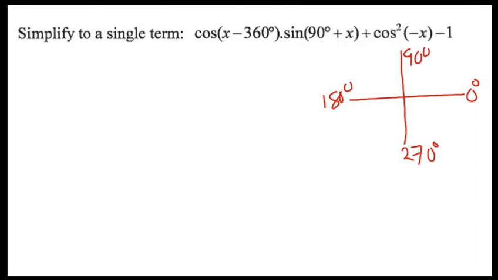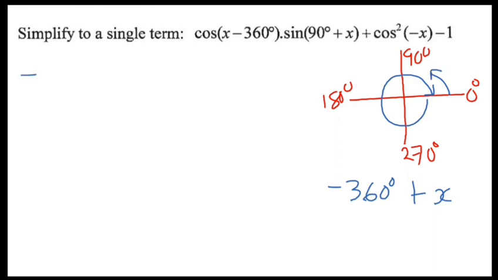So, cos of x minus 360. So, this is the same. Remember, I always said it's the same as minus 360 plus x. So, minus 360 means we go clockwise. And then, plus x, we go back. We are still in the first quadrant.